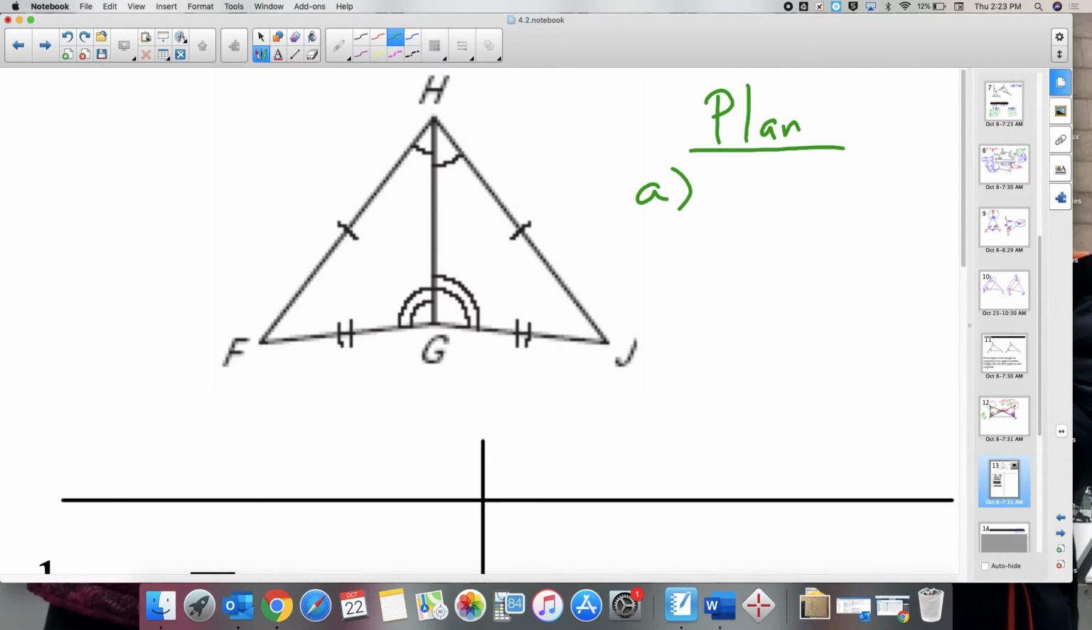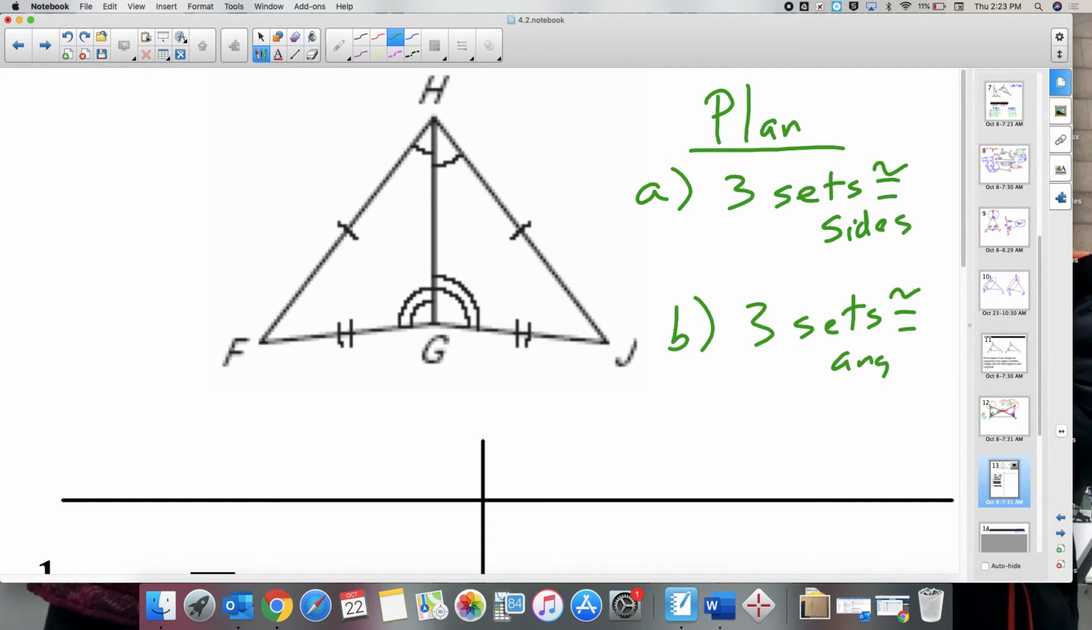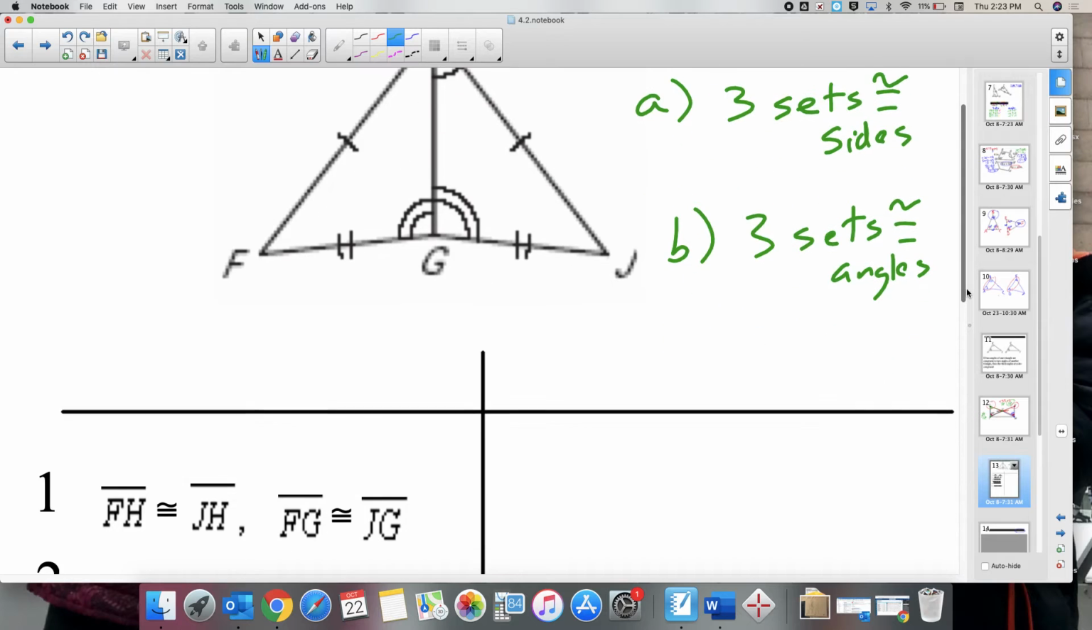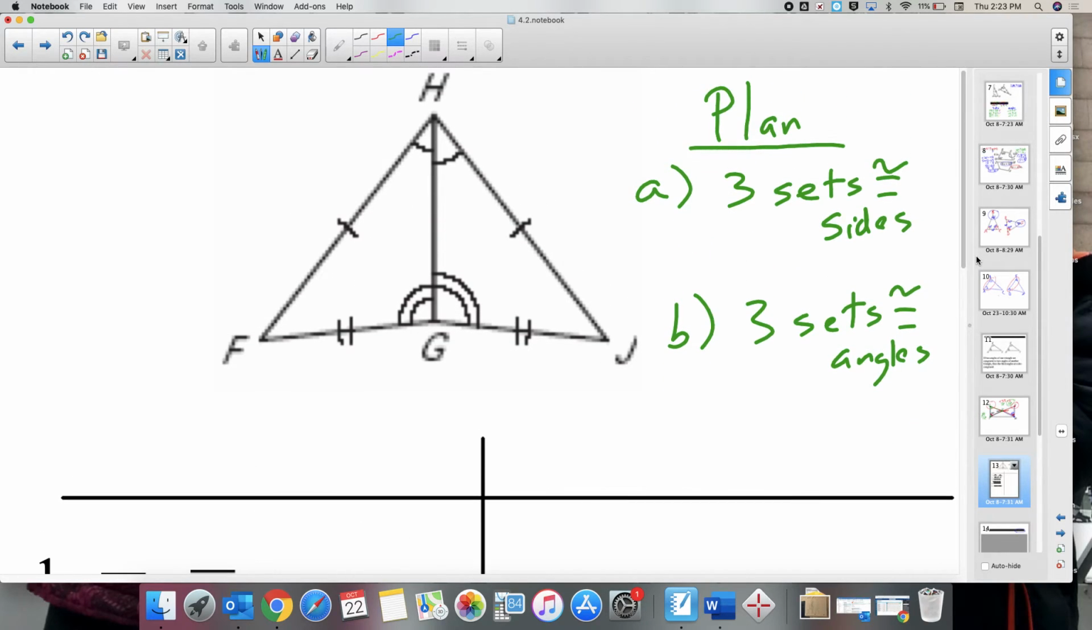We need to show that there are three sets of congruent sides. We need to show there are three sets of congruent angles. So in a proof, we start with the same thing every time.